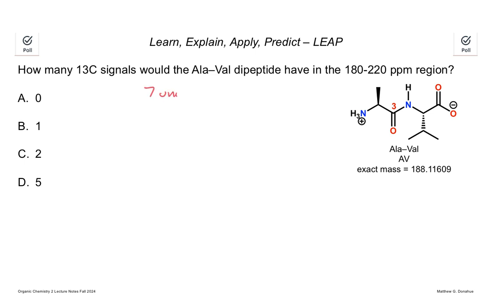So 7 unique signals, and now it asks how many would be in that region, 180 to 220. These are going to be your sp2 hybridized carbons, and of that, we have the carbonyls. So 1, 2. So 2 of those 7 would be in that region. The other 5 are going to be more like 0 to, say, 70.